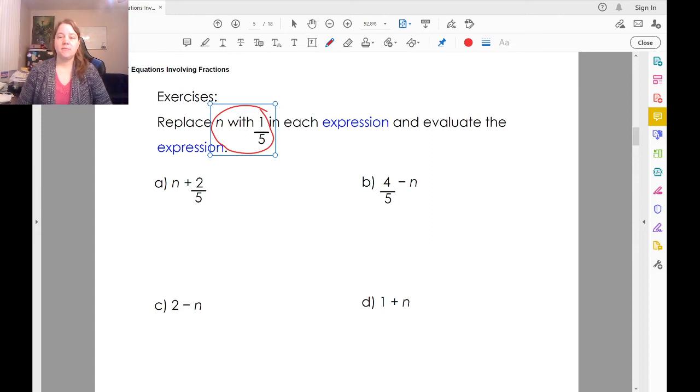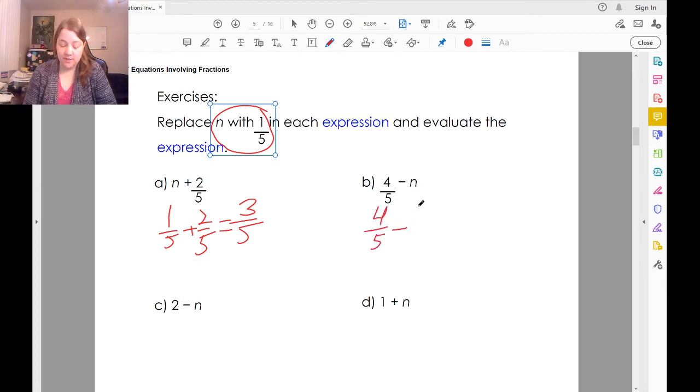Welcome back. So let's go ahead and look at this. Instead of n plus 2/5, we have 1/5 plus 2/5. And 1/5 plus 2/5 is 3/5. Letter B, 4/5 minus n is actually 4/5 minus 1/5. And 4/5 minus 1/5 is 3/5.